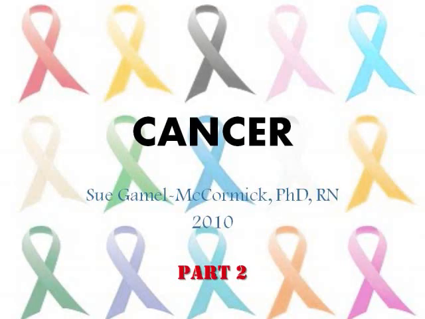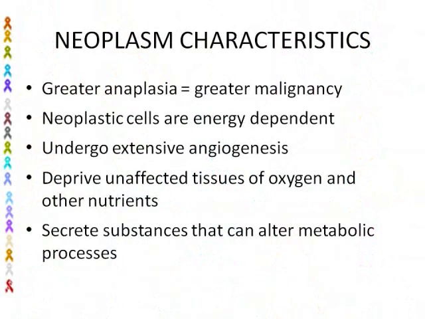Cancer. Neoplasm characteristics. The more undifferentiated the tumor cells, the more aggressive the tumor. That is, greater anaplasia equals greater malignancy. So the more these tumor cells don't look like the tissue they're supposed to, the more the heart tumor cells don't look like heart cells, the more the breast tumor cells don't look like breast cells, the more aggressive the tumor is going to be.